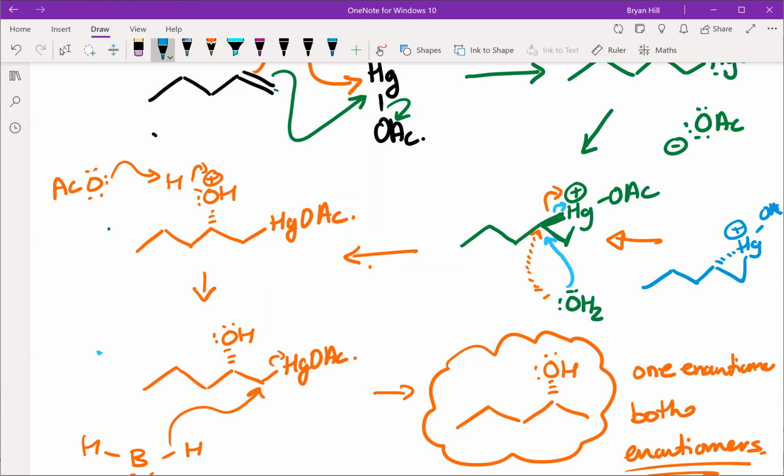And if I had this other one in blue and I had the water attack it, in that case, it would have to come from the top. And then that would generate the other alcohol, which would eventually get deprotonated and you would form this. So you should actually get both enantiomers out of this.